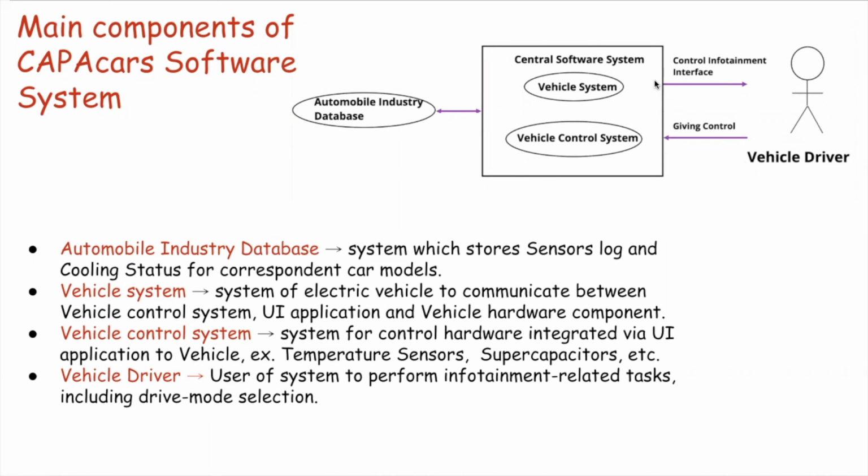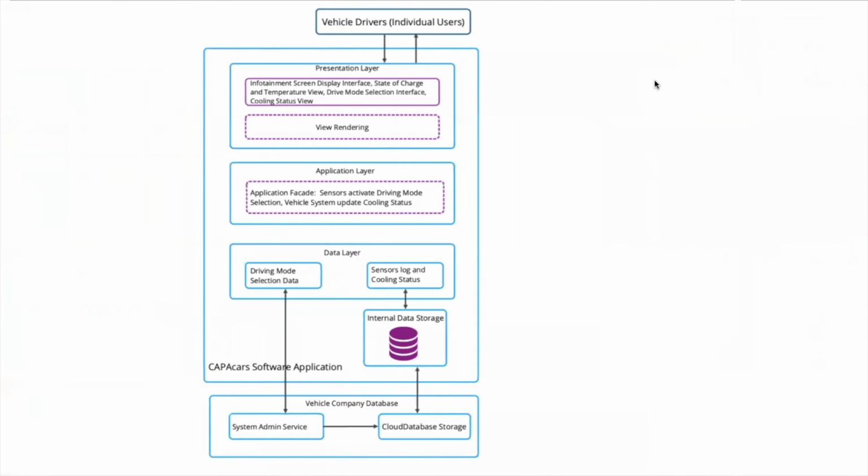Now, let's have a look at the three-tier architectural pattern. We have vehicle type, vehicle drivers, which is connected to the presentation layer. In the presentation layer, there's a view rendering, especially the SOC and temperature view, drive mode selection interface, as well as the cooling status view. There is also the application layer, aka the business layer. There's sensors which activate driving mode selection, as well as a vehicle system which updates the cooling status.